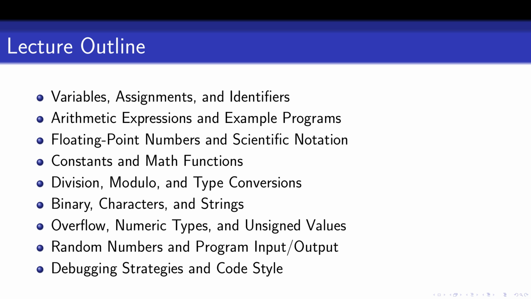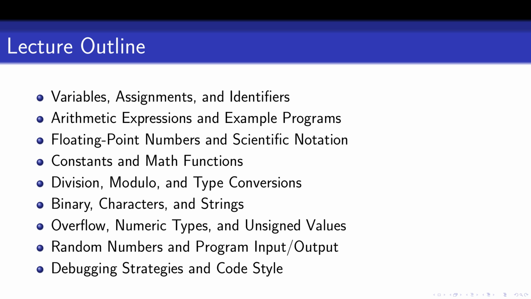We'll start with variables, assignments, and identifiers, how you store and name data in memory. Then, we'll explore arithmetic expressions and build example programs that show how math works in C. Next, we'll look at floating point numbers and scientific notation, critical for handling decimal values. From there, we'll move into constants and math functions that let you reuse values and perform advanced calculations.